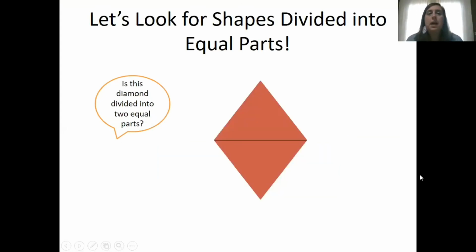What about this diamond or rhombus, as we call it in first grade? Is that divided into 2 equal parts? What do you think? Yes, it is. They are the exact same.